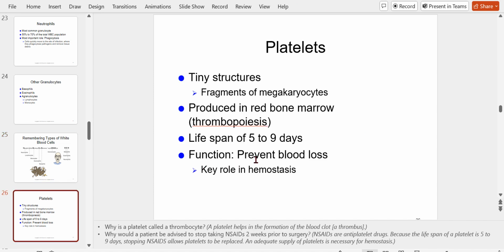Platelets are tiny structures. Remember those fragments of the megakaryocyte? The pieces of the megakaryocyte just fall off, and these are the platelets. They're produced in the red bone marrow, called thrombopoiesis. Their lifespan is considerably shorter than the RBCs, only about a week or so, and it's all about blood loss. Very good.